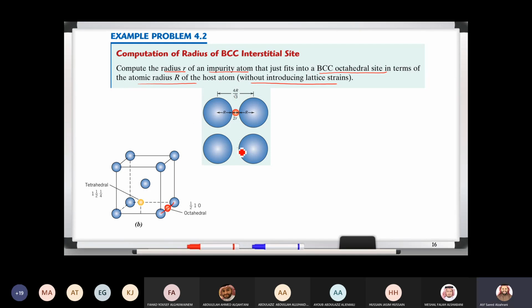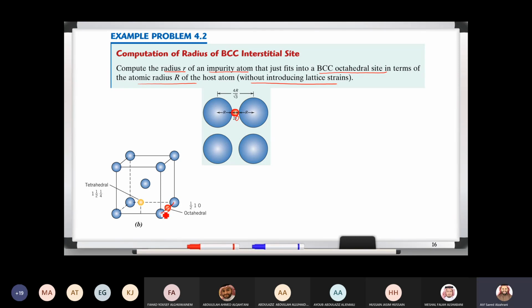So here, there's no impurity atom. So basically, this is typically what it looks like. And here we are adding an impurity atom. So he's asking how much the radius of small r, in terms of capital R, we can insert inside without causing any stress, meaning the maximum radius of this impurity atom.